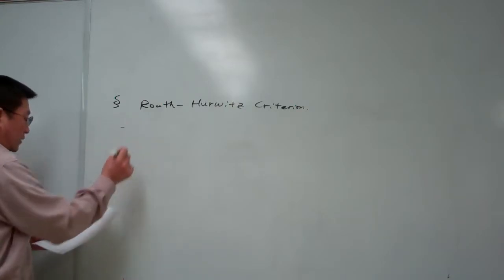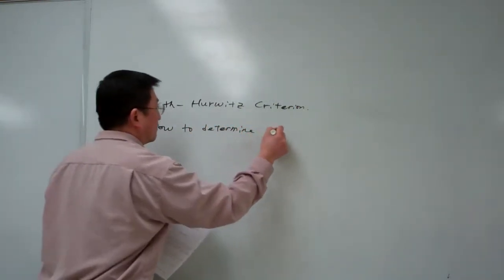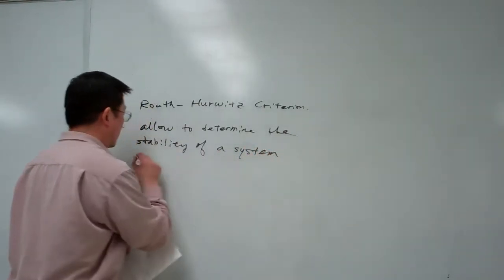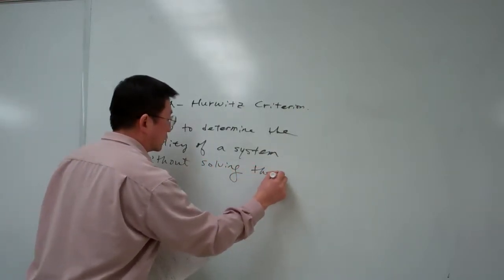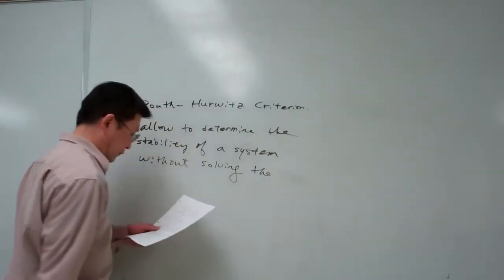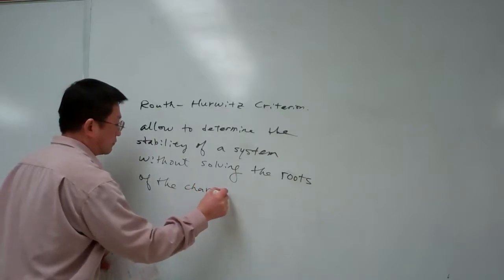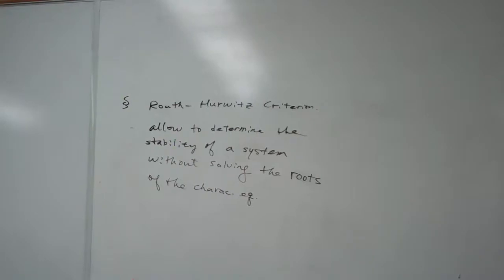So let me write it up here. It allows us to determine the stability without solving the roots of the characteristic equations. Okay. The criterion is doing this. So we do it symbolically.